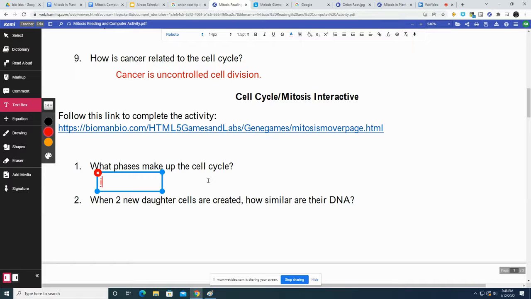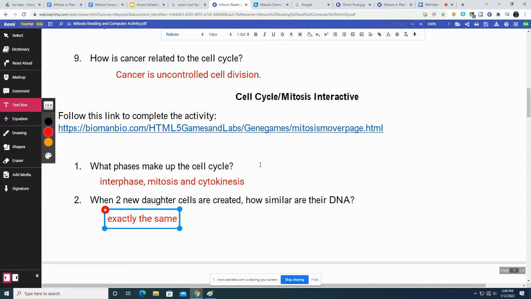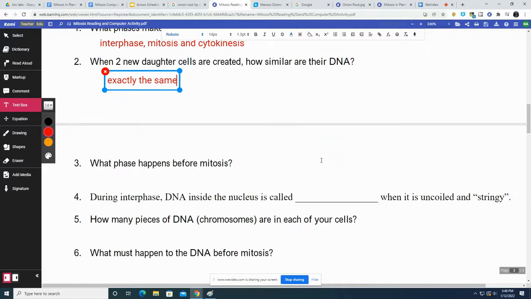What phases make up the cell cycle? We've already done it, but it's interphase, mitosis, and cytokinesis. When you make 2 daughter cells, how similar will their DNA be? They're going to be exactly the same. Because when you make new cells, you want your new cells to be exactly the same as your old cells. You don't want your new skin cells to be purple or green or something. You want them to look like your old cells, so they got to have the same DNA.